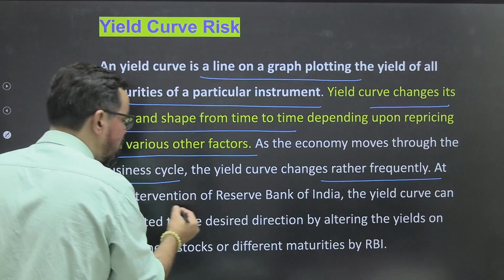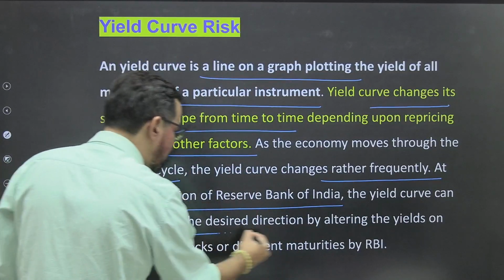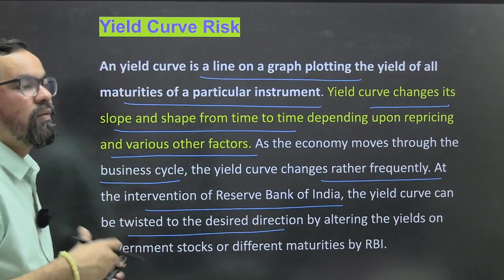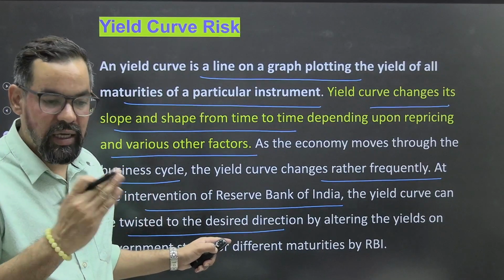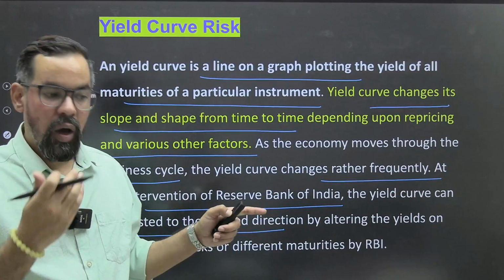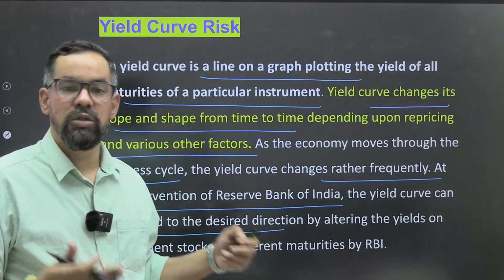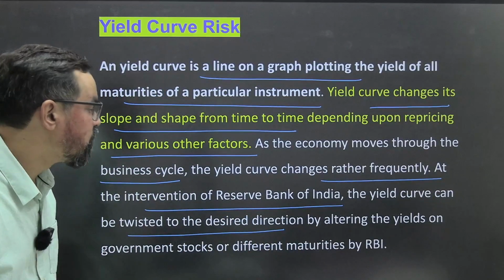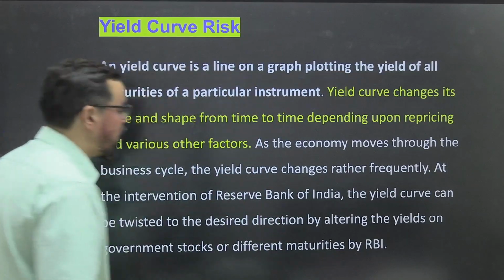At the intervention of the Reserve Bank of India, the yield curve can be twisted in the desired direction sometimes. RBI also interferes here, and they can change or deviate those movements, okay, by supplying excess money in the market or by absorbing money from the market, by altering the yield on government stock of different maturities.